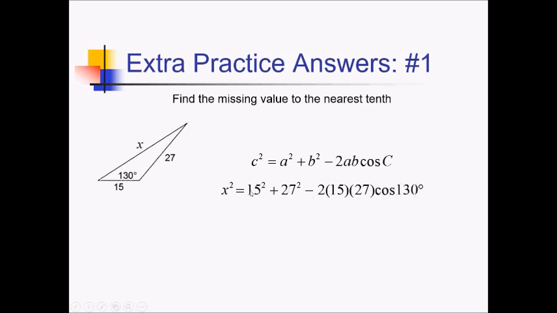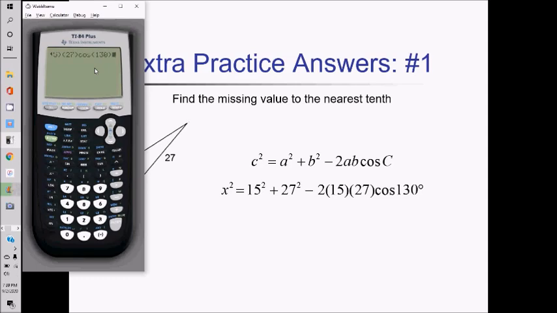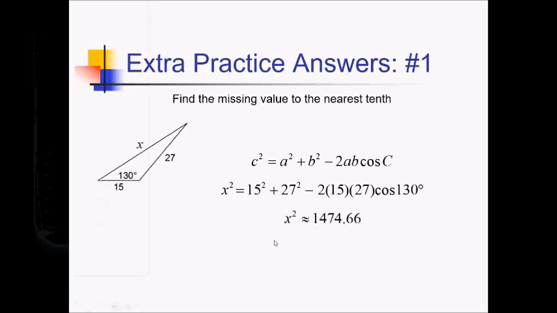Let's use the calculator to simplify the right side before we square root. So entering all that stuff on the right side in the calculator, pressing enter, I end up with 1474.7 if I were to round it off. But anyway, it doesn't really matter because I'm not done. This is what x squared equals.